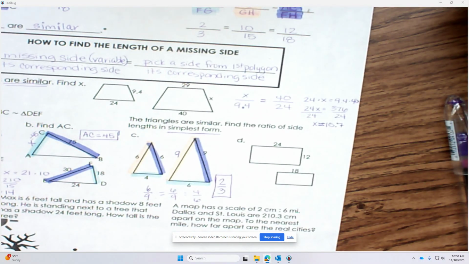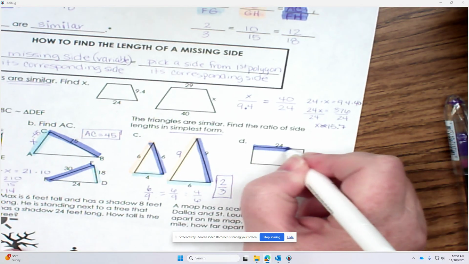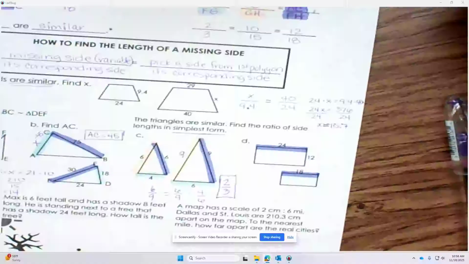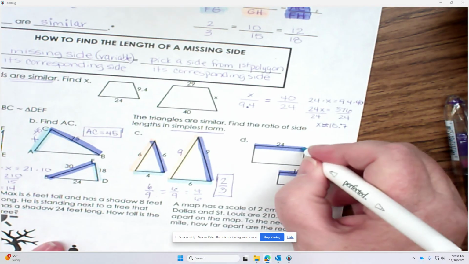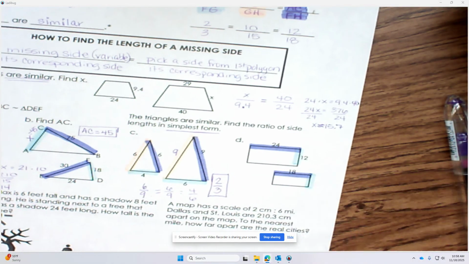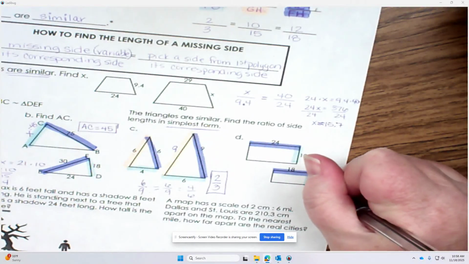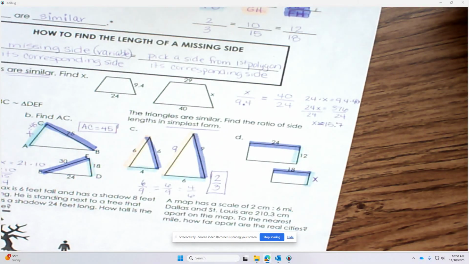Let's look at this and let's go ahead and say, I know that 24 is going to go with 18. And I know that 12 is going to go with, I have no idea. So we have to find the side length before we can find the ratio. Or do we? So this is one of those moments where some of you guys do some extra work, and it would be me.